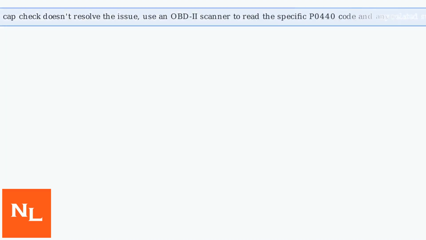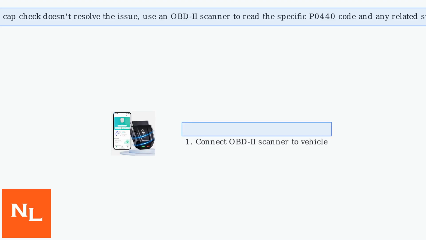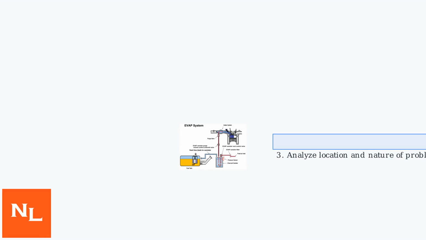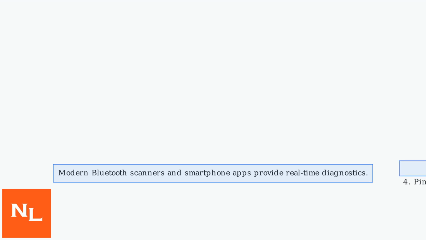If the gas cap check doesn't resolve the issue, use an OBD2 scanner to read the specific P0440 code and any related subcodes. This provides more information about the location and nature of the EVAP system problem. Connect the scanner and read the P0440 code along with any subcodes that provide additional diagnostic details. The codes help identify the specific location and type of problem within the EVAP system. Modern Bluetooth-enabled OBD2 scanners and smartphone apps offer real-time diagnostics and can help pinpoint the faulty component.